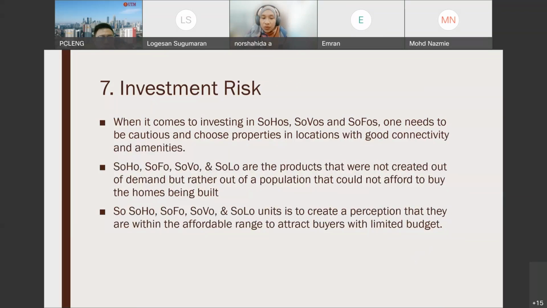SOHO and solo are the product that were not created out of demand but rather out of a population that could not afford to buy homes being built. Okay, so this SOHO and solo units is to create a perception that they are within the affordable range to attract buyers with limited budget. Okay, so kena lihat the possibility in terms of this investment risk.